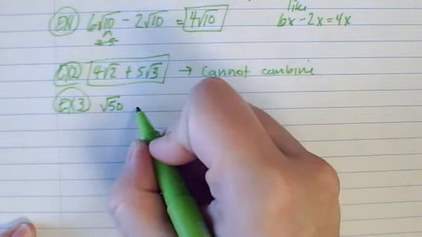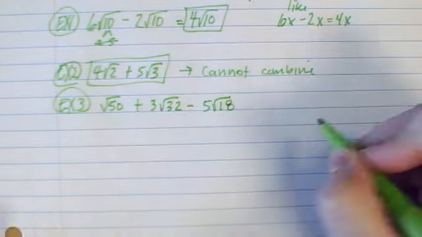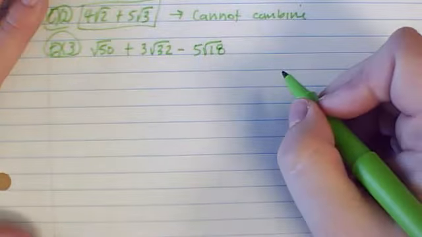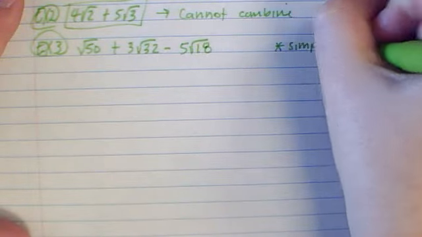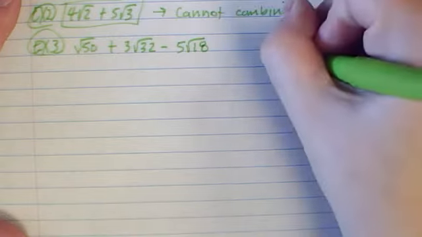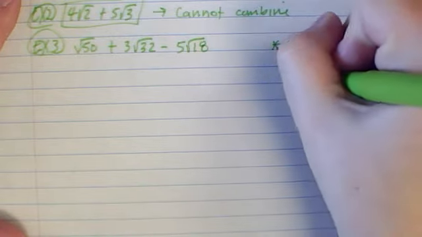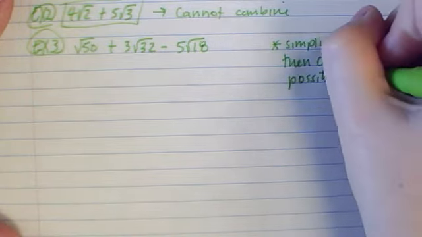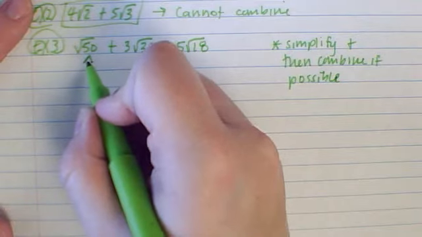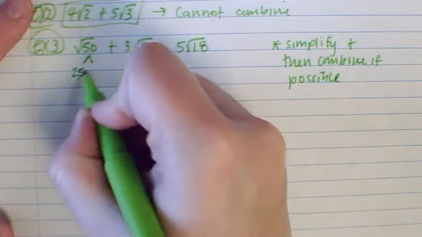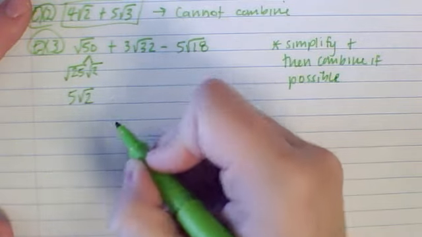Alright, example 3: square root of 50 plus 3 square root of 32 minus 5 square root of 18. I cannot combine them the way they are, but we need to see if we can simplify and then combine if possible. So to simplify, since they're square roots, I'm going to find the biggest perfect square that goes into it. Biggest perfect square that goes into 50 is 25. Square root of 25 is 5, so I'm left with 5 square root of 2.